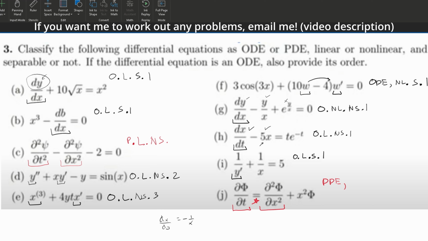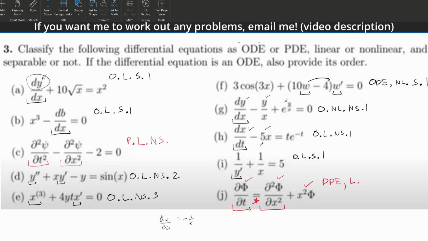Well, for this right here, if we look at the variable, it occurs 3 times. This one's okay because it's being multiplied. This is okay, it's being derived. This is okay, it's being derived. So it is linear. Now, separable or not separable?